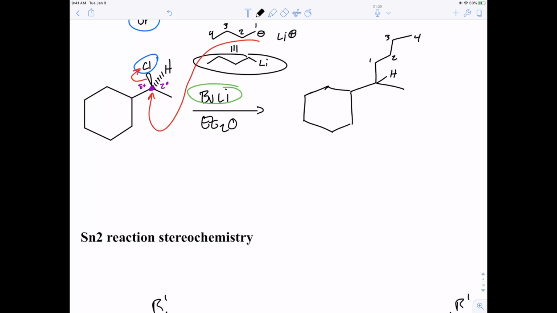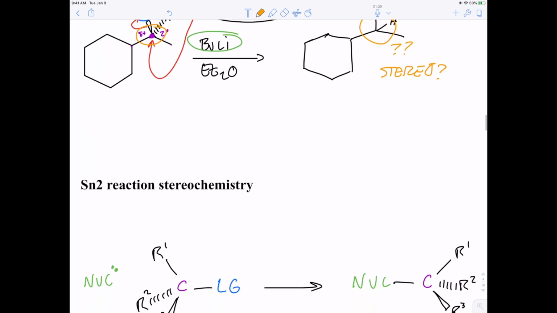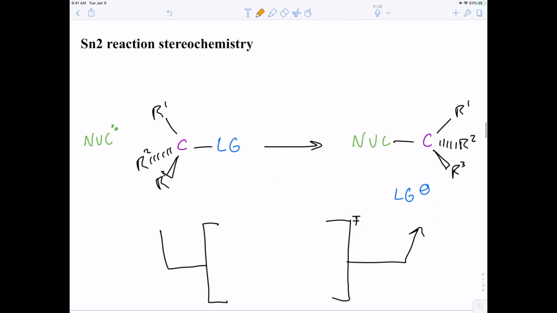Although one question arises that maybe you're starting to see at the bottom of the screen, that we had some stereochemistry happening here. What's the deal with the stereochemistry in our product? Do we care about it? Yeah, we do. We have to talk about the effect that this type of reaction has on the stereochemistry of your substrate because it does matter. So let's move on to the reaction stereochemistry here.